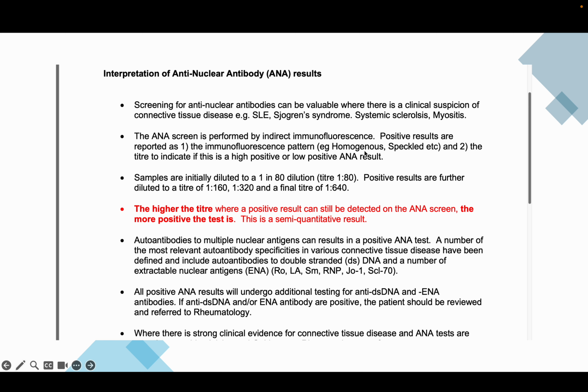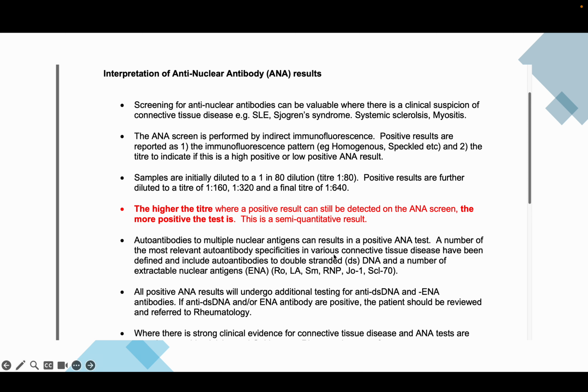It will tell you about different patterns, and it will tell you about intensity also. Anything more than 3 plus intensity is significant. Titer also, anything more than 1:8 is significant. The higher the titer at which the positive can still be detected in the ANA screen, the more positive the test is. Generally, if you go to more dilution and it is still positive, that means there is significant CTD present. The CTD suspicion increases more.